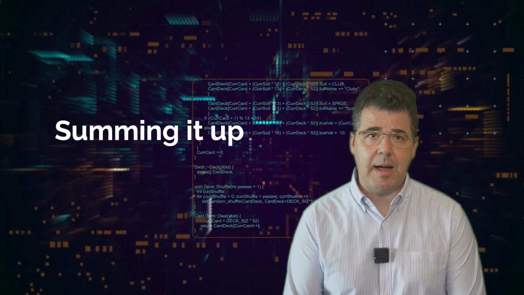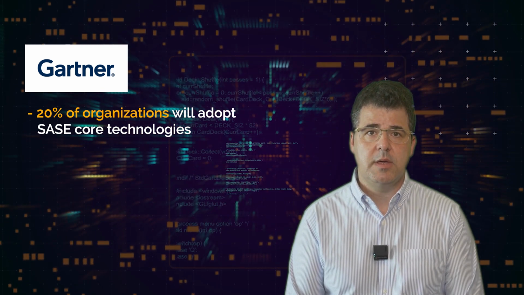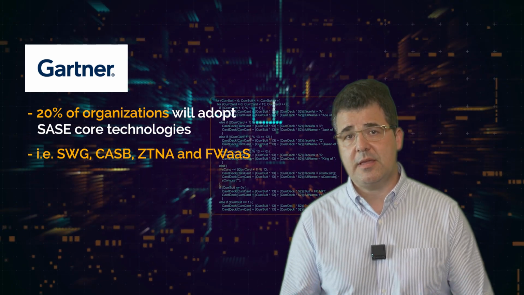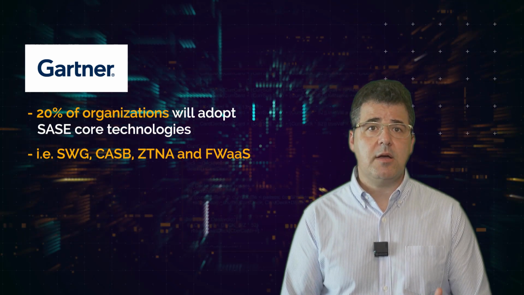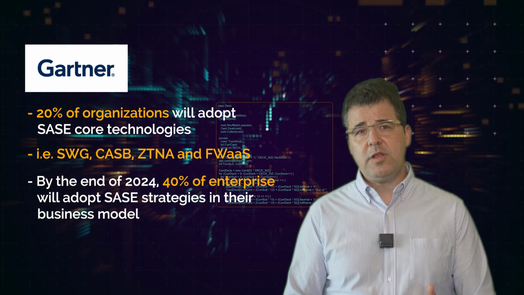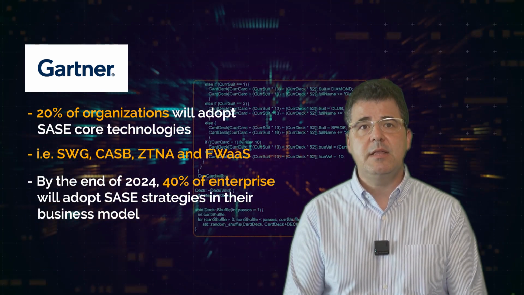So summing it up, according to the report published by Gartner, 20% of organizations will adopt SASE core technology, for example, the secure web gateway, the CASB, zero trust, and the firewall as a service. Gartner also expects that by the end of 2024, 40% of enterprises will adopt SASE strategies in their business model.